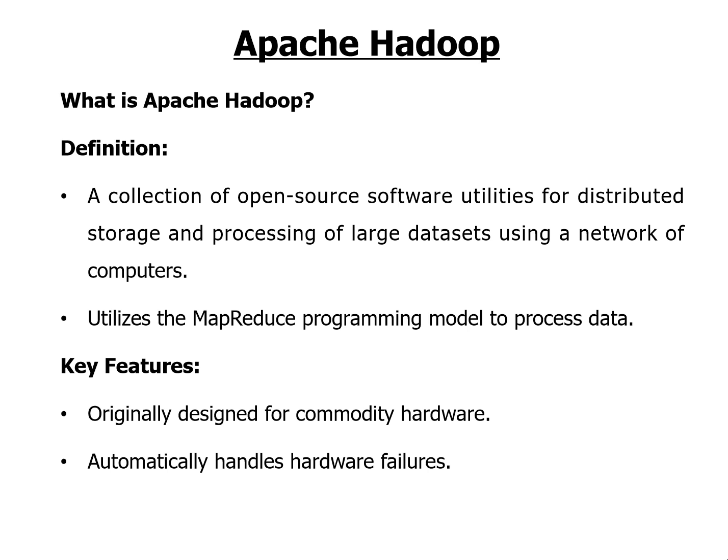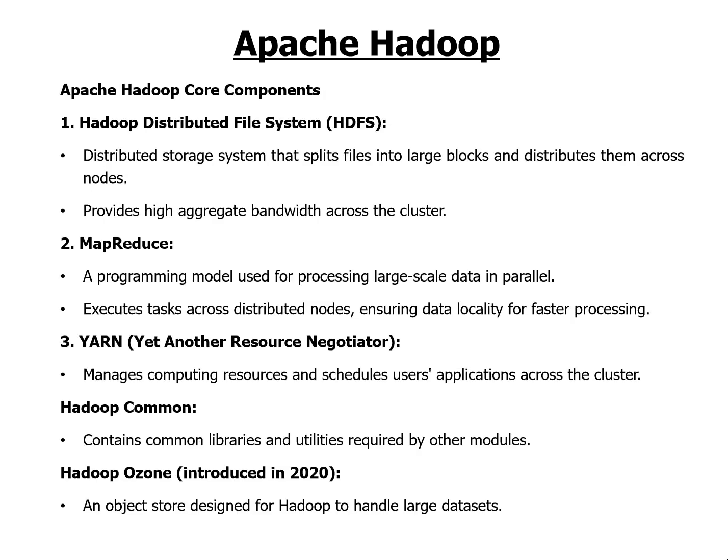It is a collection of open source software utilities for distributed storage and processing of large data sets using a network of computers. So this is the exact definition of Apache Hadoop, which utilizes the MapReduce programming model to process the data. The key feature is that it was originally designed for commodity hardware and automatically handles hardware failure. This is the major feature of Apache Hadoop.